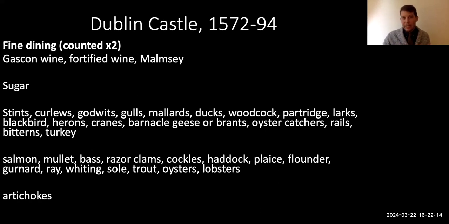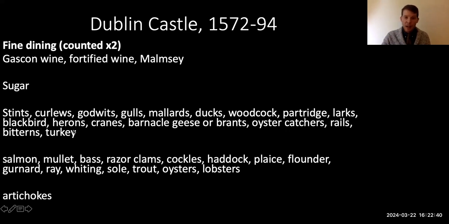Now, for fine dining, there's a different variety of things here. And what we get is wine, which, as I'll discuss in a moment, was imported. So Spain and Portugal, most likely, some from France. There is sugar, and I'll come on to this in a moment, but it's difficult to tell precisely where the sugar is from at this point, but they were definitely eating sugar cane because they spent a fair bit of money on it.